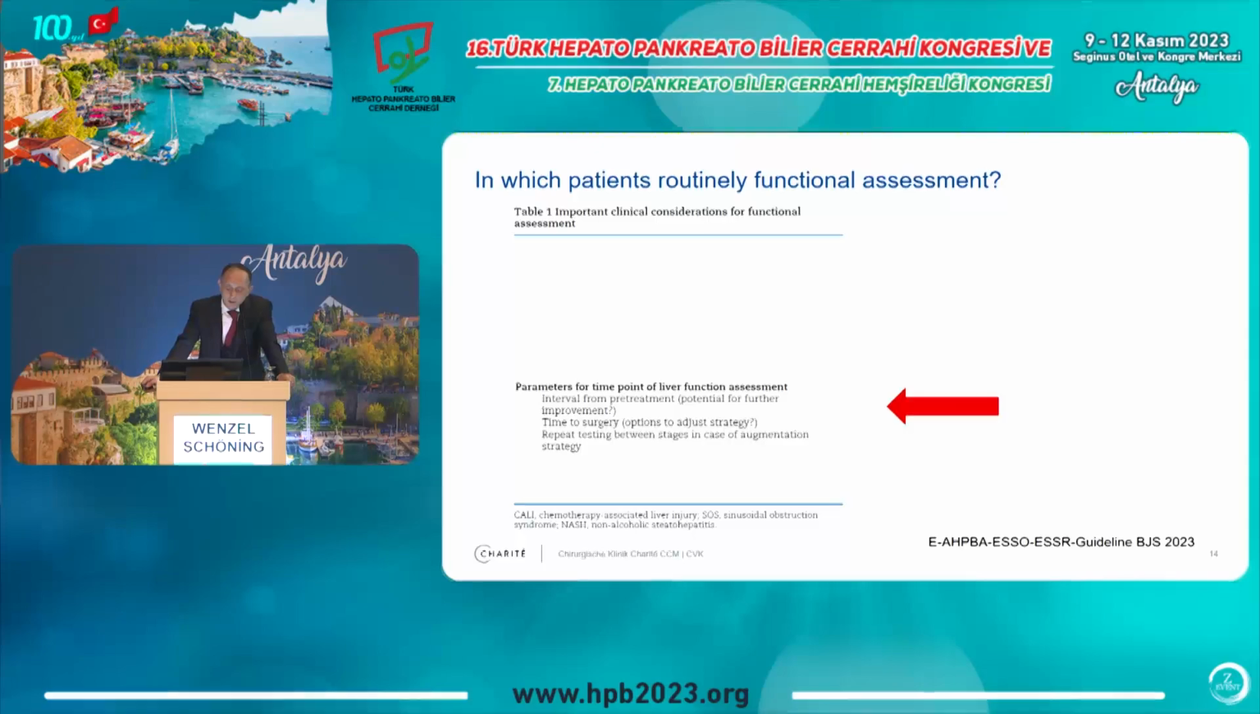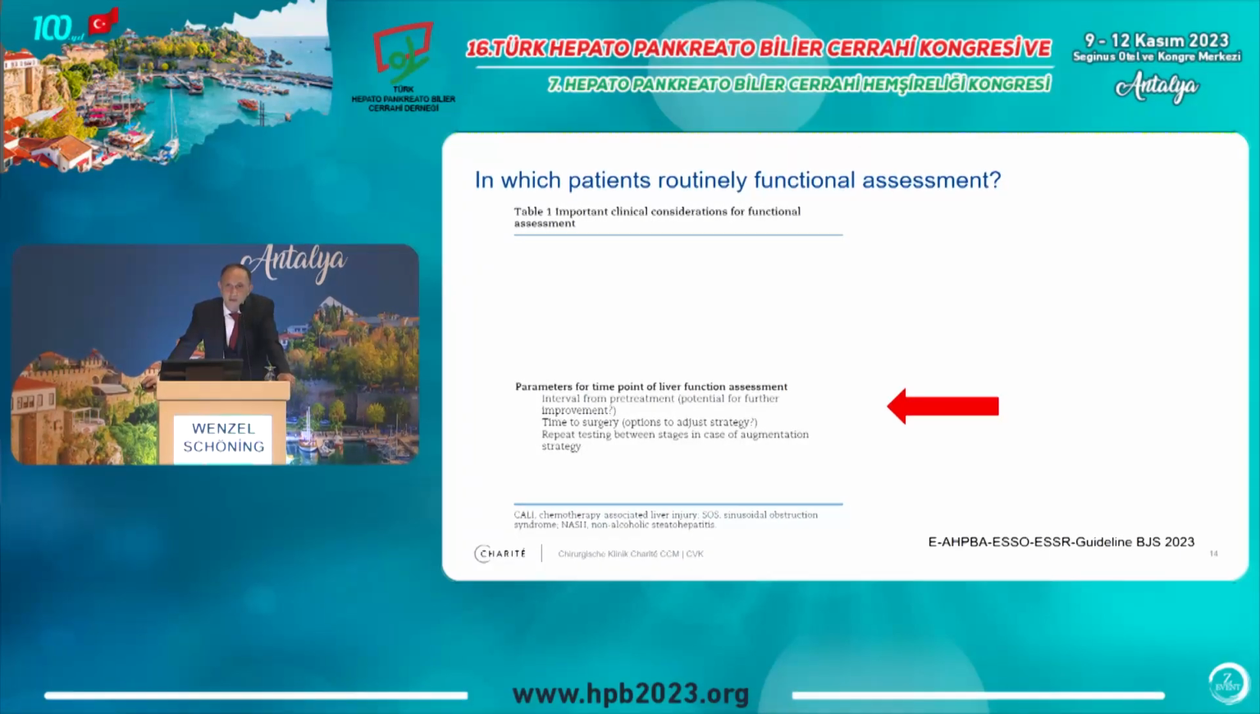So what parameters for time point of liver function assessment should you consider? It is very important to see the interval from pre-treatment. That means when was the last chemotherapy? It does not make sense to do functional assessment one day after the last chemotherapy cycle, because liver function, of course, will be reduced then. Then when is the surgery planned? Do we have maybe time to adjust our strategy?